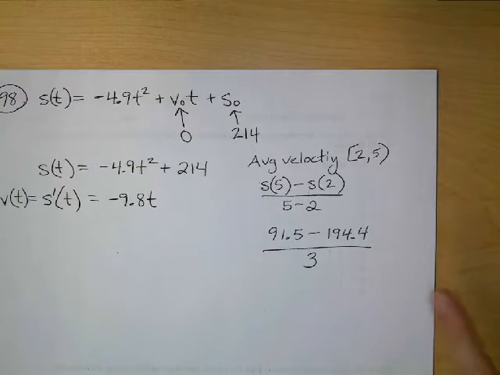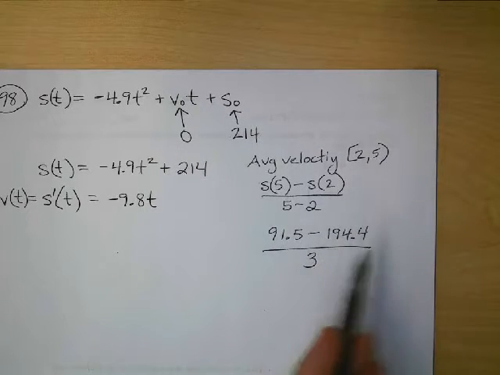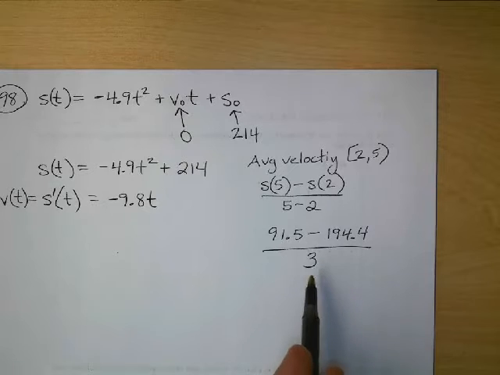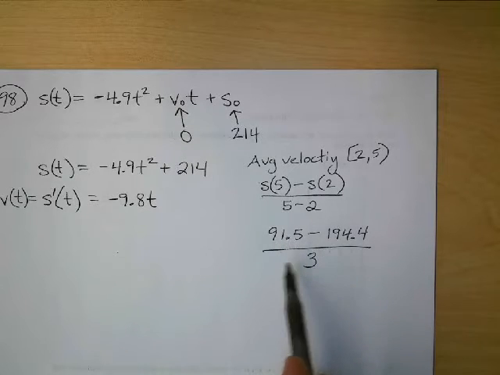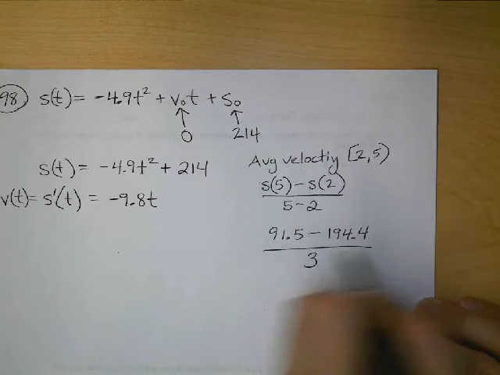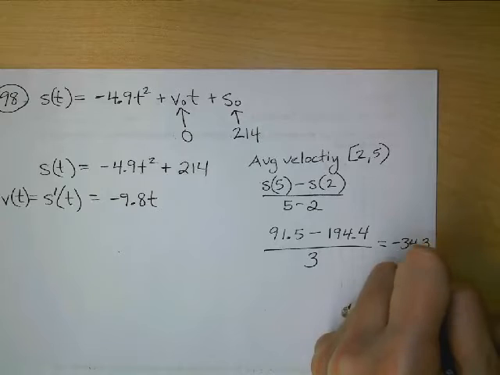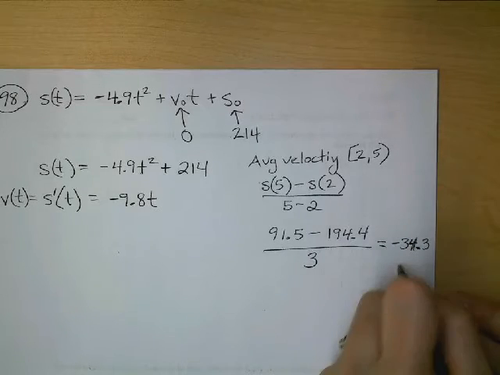If that's not what you get, or you think I did something wrong, let me know, because I am just doing it right here in class, and I mess up sometimes too, so just let me know if you think I messed up. So I subtract this, I got negative 102.9, then I divide by 3, I got negative 34.3 for the average velocity. That'd be meters per second.